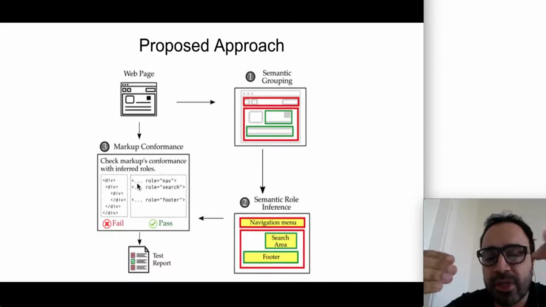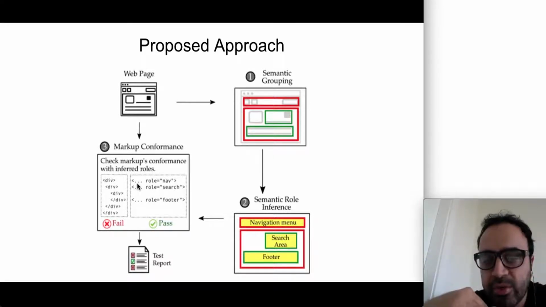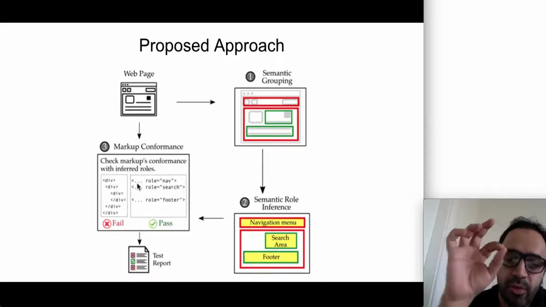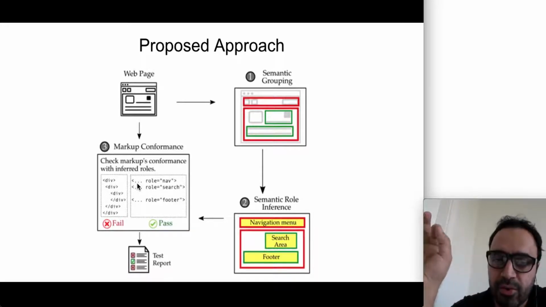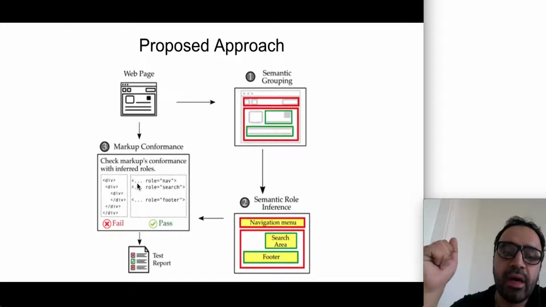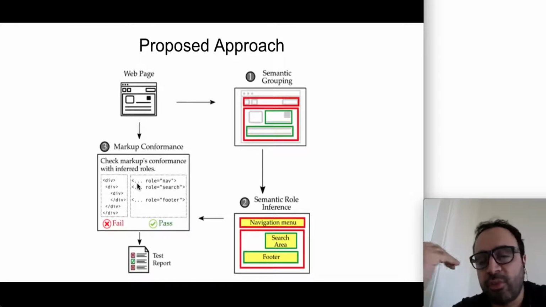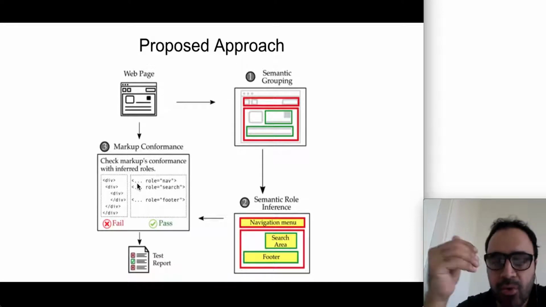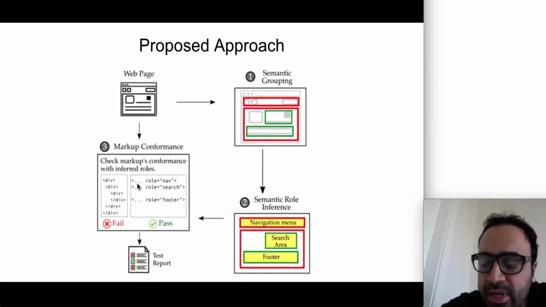And then we generate a test report of the findings. For each region that conforms to its inferred role, it takes a pass. And for each region that does not conform or does not convey its semantic role, it's marked as an accessibility failure.